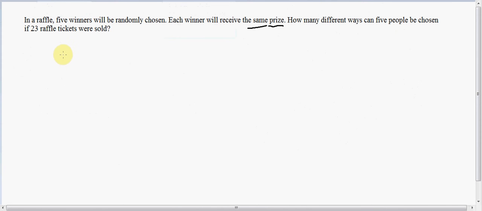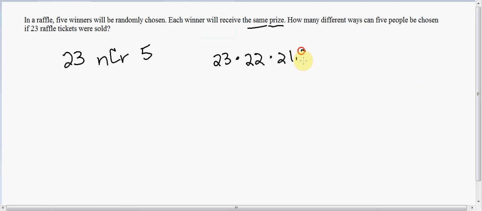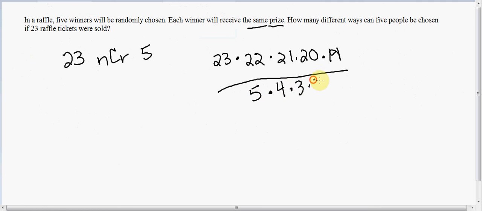So basically what this comes down to is we have 23 different raffle tickets, and we're choosing, this is a combination, the order doesn't matter, so nCr, combination. We're choosing how many winners? Let's see here, 5 winners are going to be chosen. So I could use my calculator or do this the long way. I'm going to do this the long way, so I'm going to start at 23 and we have to put 5 numbers down because we're choosing 5. So 23, 22, 21, 20, and 19. And we're going to divide by starting at 5 because we chose 5 people. 5, 4, 3, 2, 1.